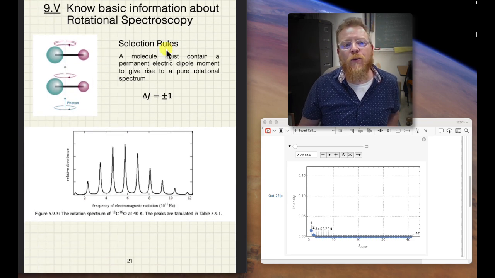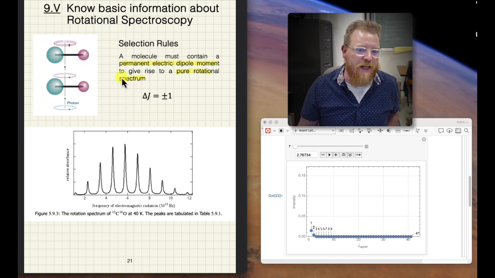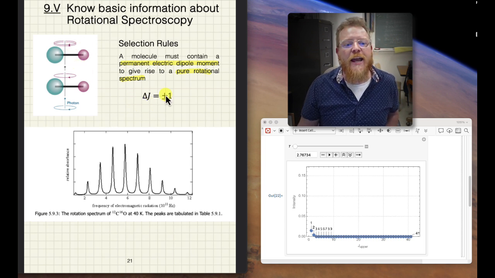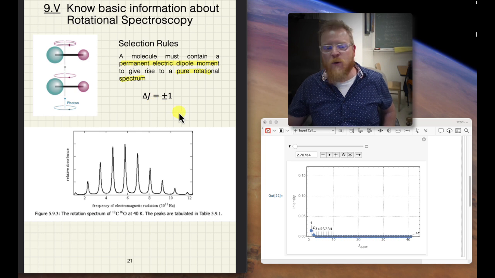So our selection rule, right? A molecule must contain a permanent electric dipole moment to have a pure rotational spectrum. If it doesn't have that, or in other words, if it doesn't have a moment of inertia, it doesn't have a rotational spectrum. J can only change by plus or minus 1.